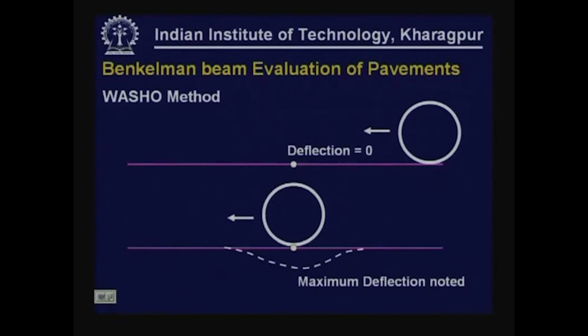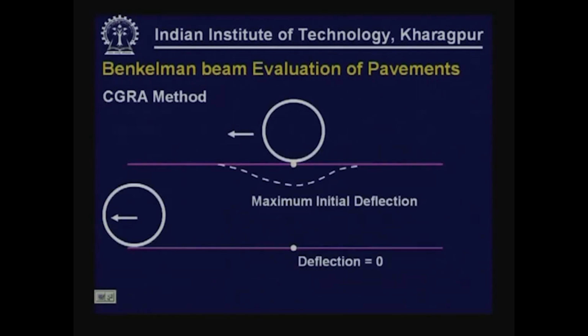So both these procedures, rather the Washoe procedure, is depicted here. In the Washoe procedure, initially the load is away from the point, so deflection is 0. As it approaches and is right over the point, we observe the maximum deflection. In the other procedure, CGRA, initially the load is on the point itself, so you already have the maximum initial deflection.